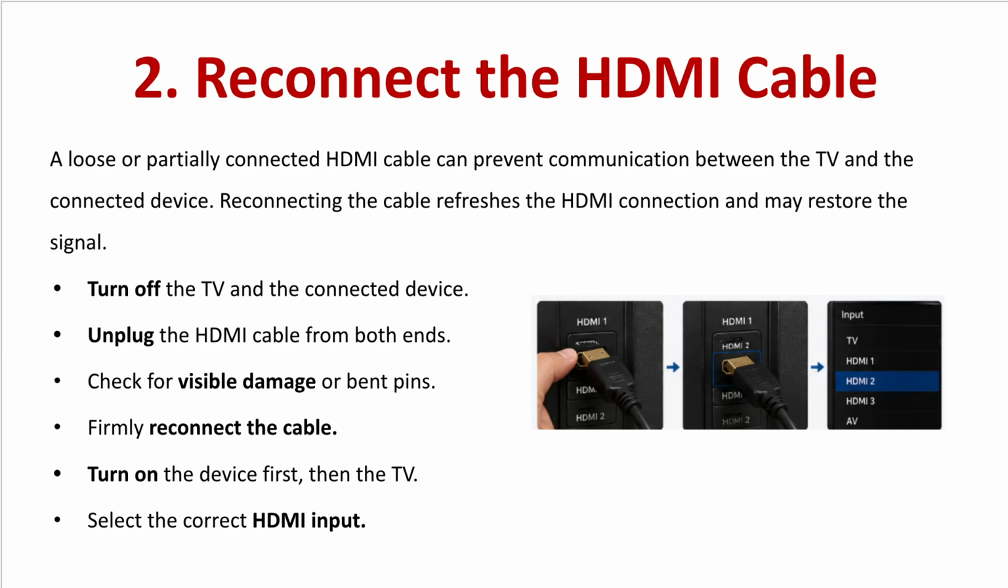Turn off the TV and the connected device. Unplug the HDMI cable from both ends. Check for visible damage or bent pins. Firmly reconnect the cable. Turn on the device first, then the TV. Select the correct HDMI input.